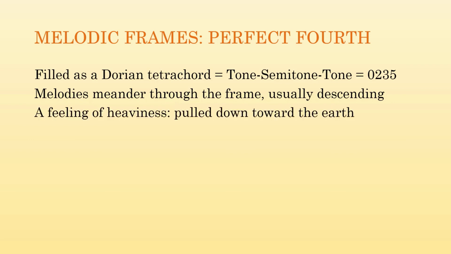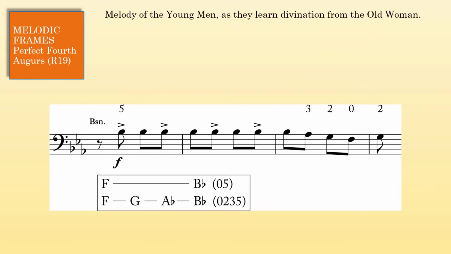The melodies generally have the feel of heaviness, of being pulled down to the earth. In that way, they resonate suggestively with frequently remarked aspects of Nijinsky's original choreography. Let's look at some of the many melodies that lie within the melodic frame of a perfect fourth. Here is the melody of the young men as they learn divination from the old woman. The masculine association is reinforced by scoring for bassoons in octaves in a low register.